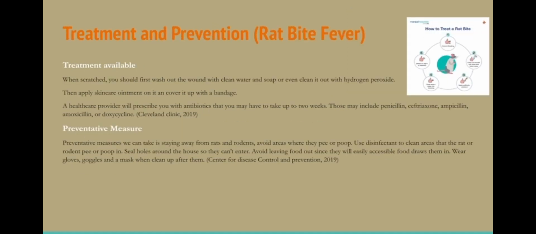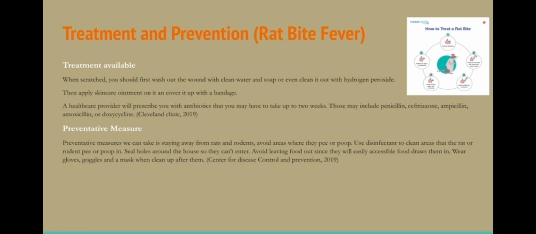Treatments that are available for rat bite fever are: when you get a scratch, you should first wash your wound with clean water and soap, or clean it out with hydrogen peroxide. Then you should apply some skin ointment and cover it up with a band-aid. A healthcare provider should provide you with some antibiotics, which may take up to 2 weeks.